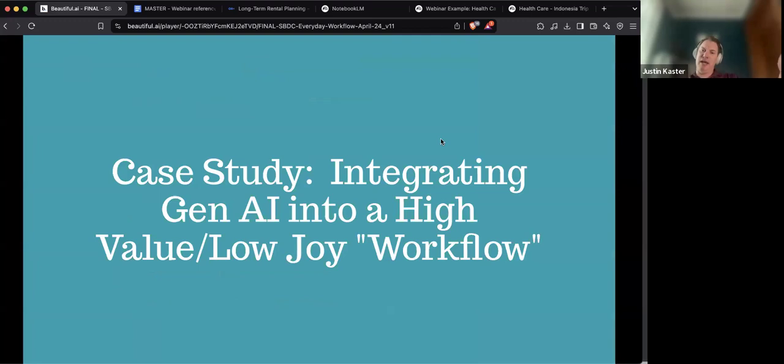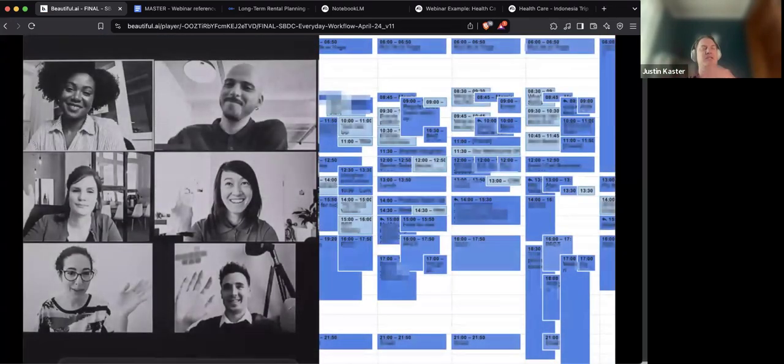So I heard in the chat, Vicky, some things that kind of resonate that you'll see coming up here, which is as we explore that bucket in the top right, integrating Gen AI into a high value, low joy workflow. I'm going to give an example, right? So this is how calendars often felt or feel in the corporate world. I know entrepreneurs are just as busy, but in the corporate world you have less control, it feels like sometimes. And so it looks like this, and people are not smiling.